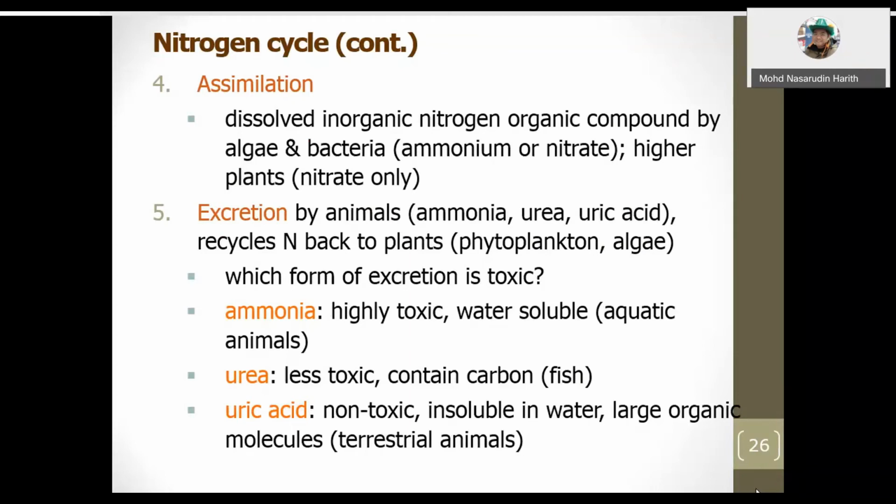Which form of excretion is toxic? Ammonia is highly toxic and water soluble. Urea is less toxic and contains carbon. Uric acid is not toxic, is insoluble in water, and has large organic molecules.